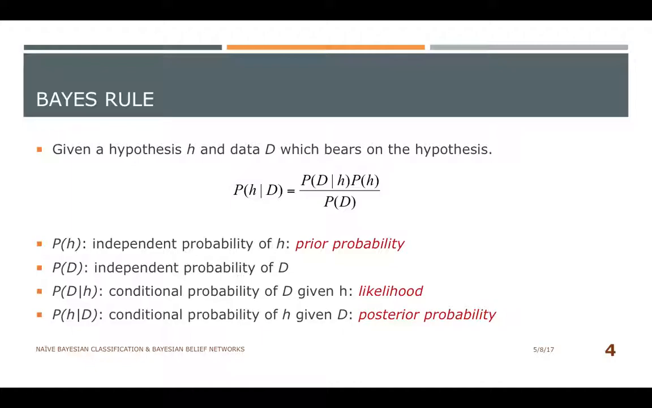Next is the Bayes rule. The Bayes rule is defined by the probability formula: probability of h given d, where h is the hypothesis and d is the data. It is equal to the probability of h, the prior probability, multiplied by the probability of d given h, that is the likelihood, divided by the probability of d, which is the independent probability of d.